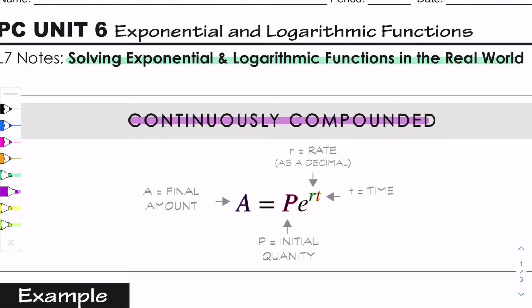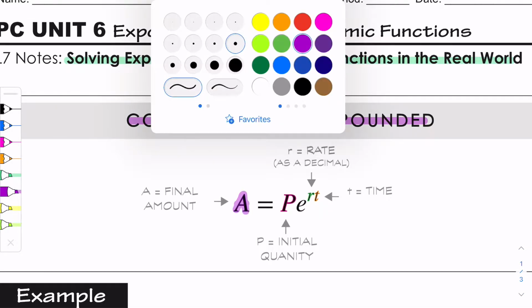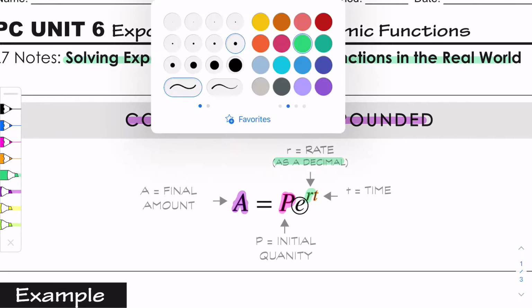The compounded continuously formula states that you have the final amount, and that's equal to the initial quantity. If it's in money, it's your starting point. If it's population, it is still your starting point. So the initial amount. This value of E is what we're going to use our calculator for. We have the rate, which will most likely be given to you as a percent, and you need to convert that to a decimal. And lastly, we have time.